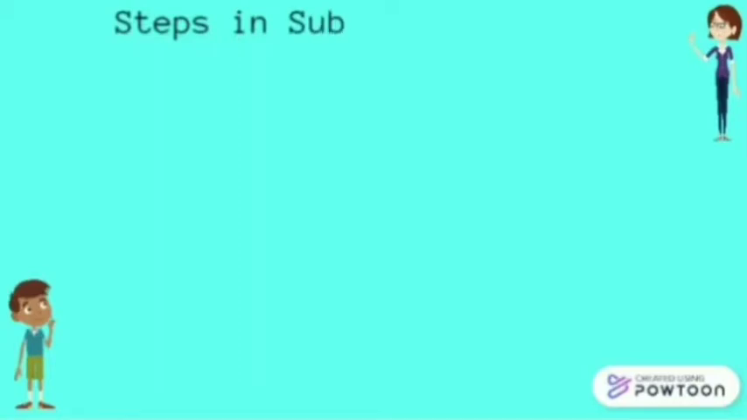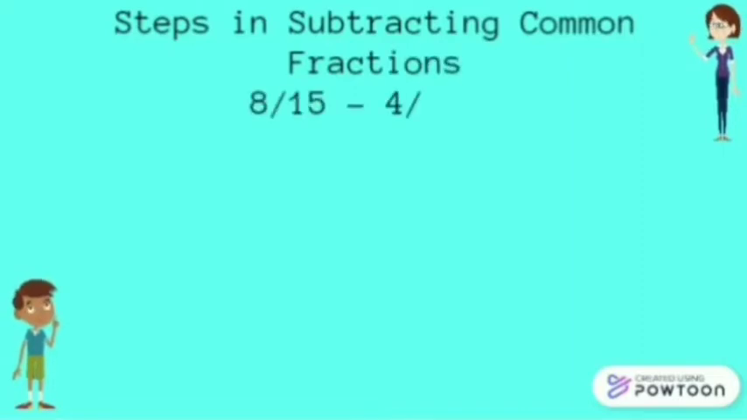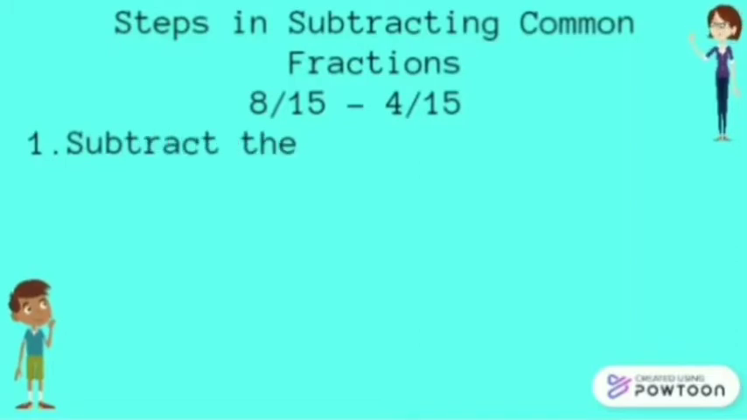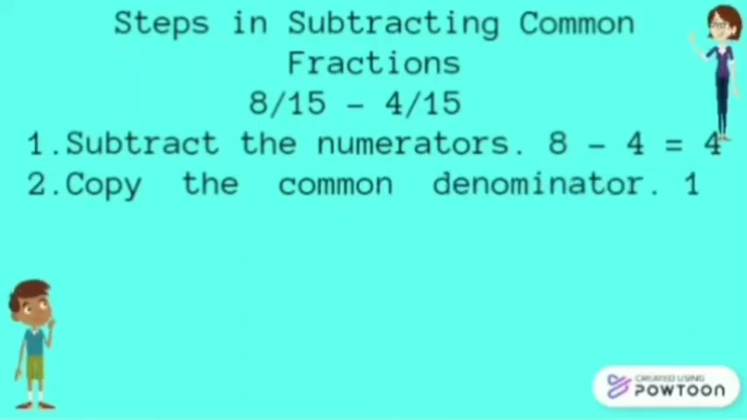How to subtract similar fractions? 8/15 minus 4/15. First, subtract the numerators. 8 minus 4 is 4. Next, copy the common denominator. The common denominator for 8/15 and 4/15 is 15.